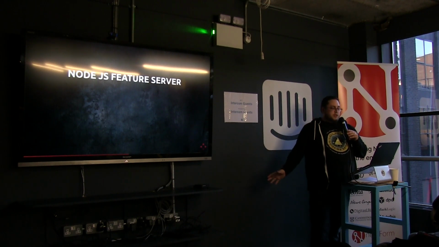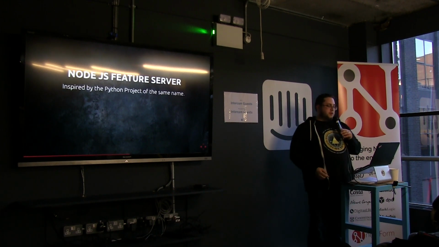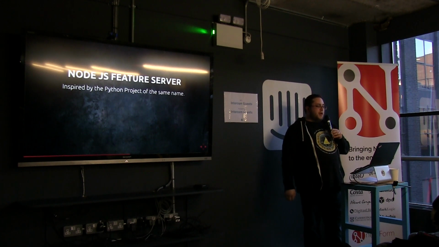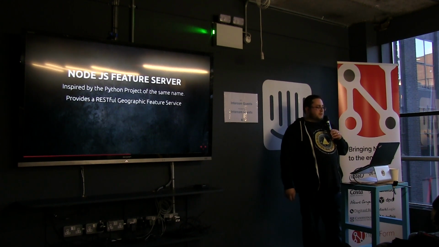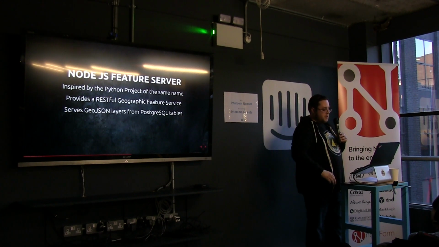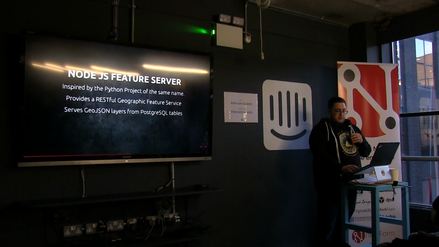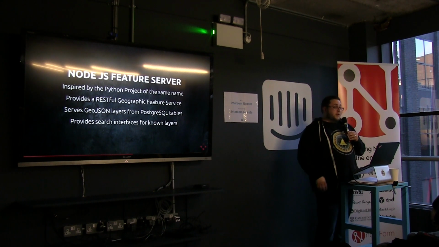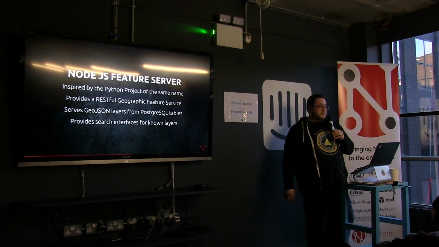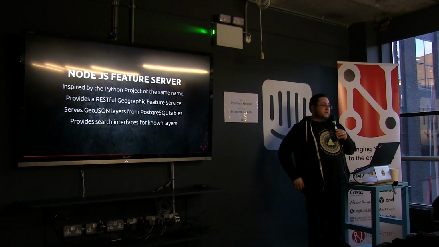So to go from Postgres to the screen, we built Node.js Feature Server. It's inspired by the Python project of the same name. It provides a RESTful geographic feature service. Essentially that just means I want all my hospitals, here's the call, it goes to the database, brings them back up, and serves them as GeoJSON. So it's just open so we can consume that. It also provides different search interfaces for certain layers. It's been the basis for a number of different projects in OpenApp as well, just going from database to map.